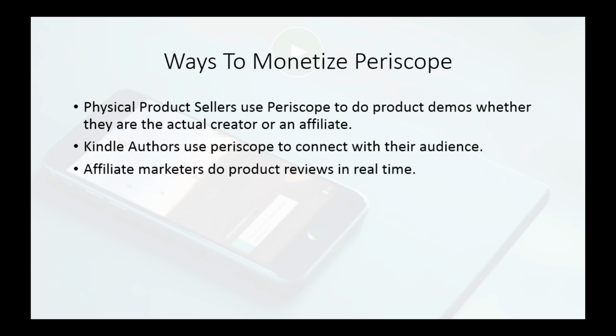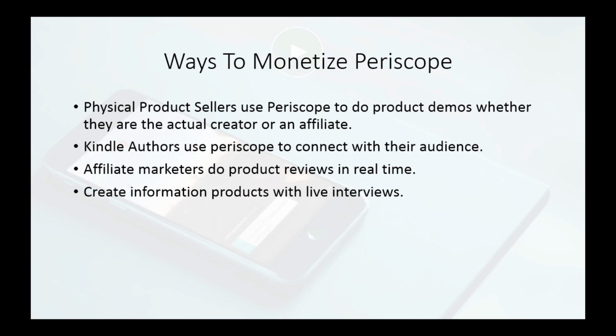And of course, this is slightly different from a physical product seller who could be the product creator. Affiliate marketers can do product reviews in real time. They can do them for digital products, for services, for anything that they want. This is a great way, again, to get people to see and experience something before they actually make the buying decision. And of course, one of the great ways of using Periscope is to create information products with live interviews right there on the spot.